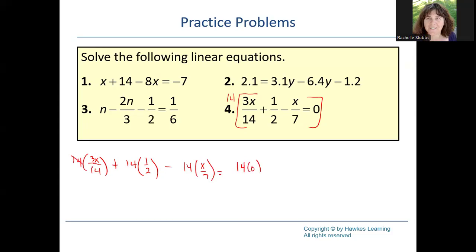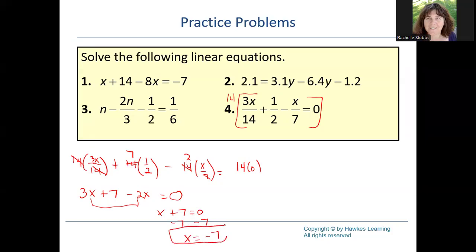Well, these 14s just cancel each other out, leaving me a 3x. I can pre-reduce, and I get 7 times 1, which is 7. Pre-reduce here, I'm going to get minus 2x. And then, of course, on the right-hand side, I'm just going to have a 0 there. These are like terms. They're going to combine. So I'm just going to have x plus 7 equals 0. Or subtract 7 from each side now. x equals a negative 7. And that would be my answer.